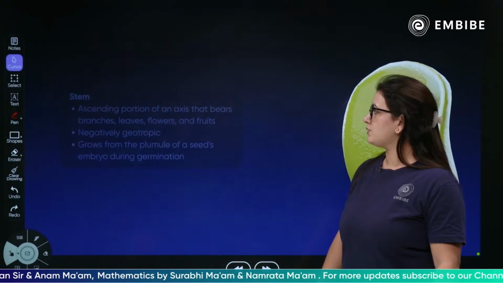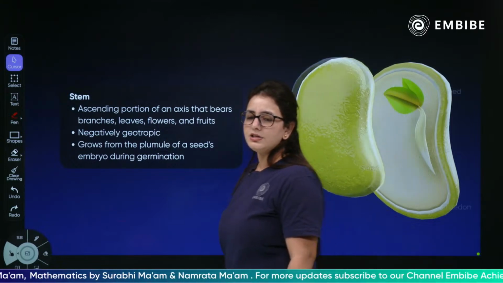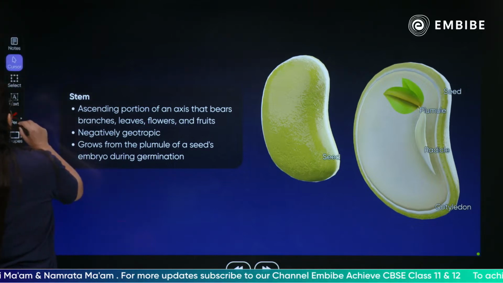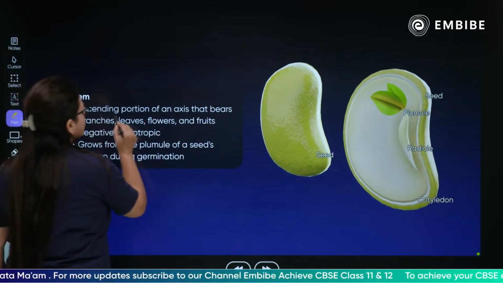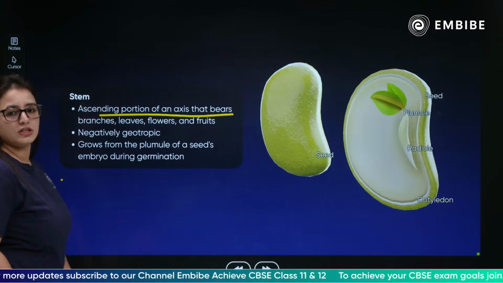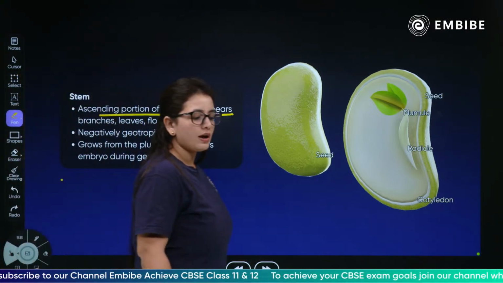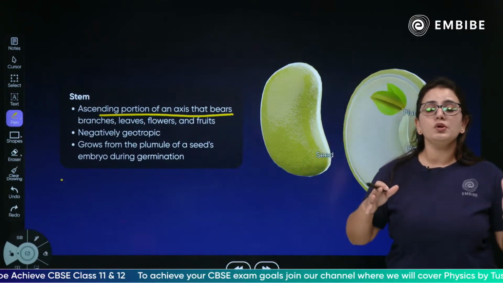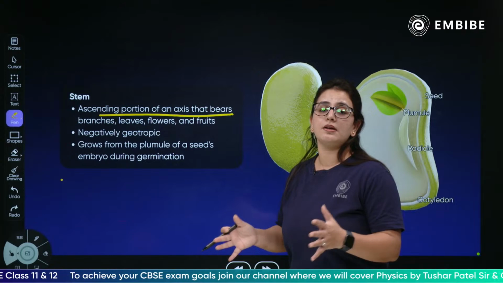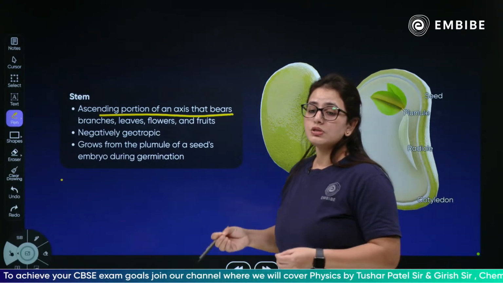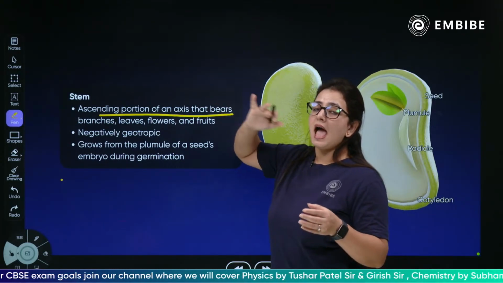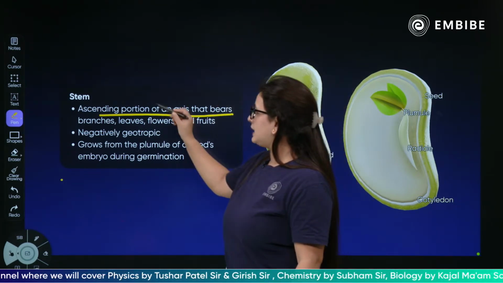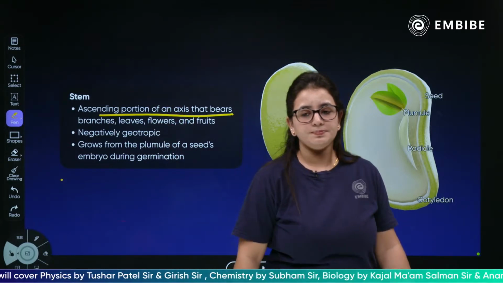Talking more about it, next we have the stem. And children, we are always going to elaborate: the stem is the ascending portion of the axis. What is the axis? You always know there is a root which is present inside the soil. Once the seed is germinating, yes, there is a plumule, there is a radicle. The plumule will typically develop into a shoot system. The radicle will develop into a root system. So the ascending axis, which is basically moving upwards, yes, that is your stem, the ascending portion of the axis.